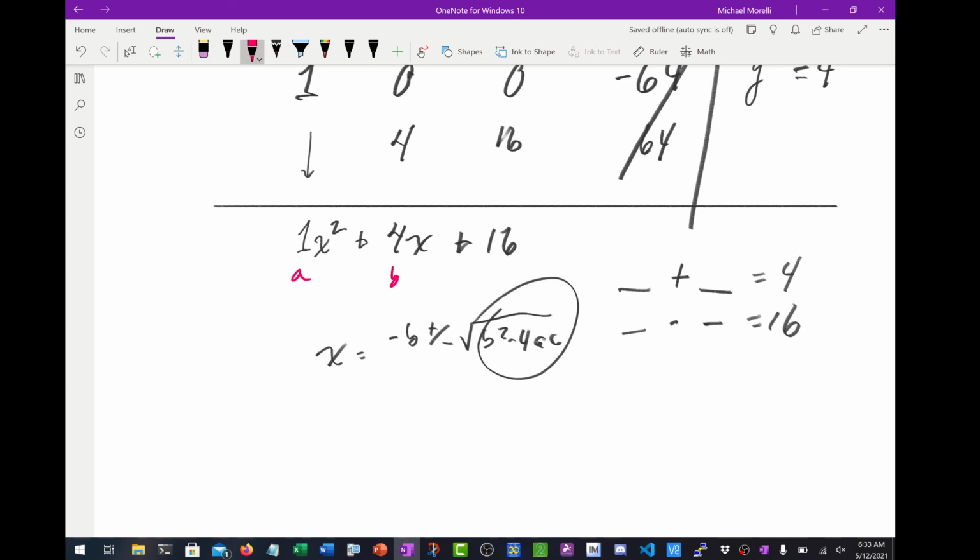So a is 1, b is 4, and c is 16. So we're just going to evaluate the discriminant. If the discriminant is less than 0, you're going to have complex solutions. So in other words, we can't factor it using integers because the solutions are not integers, they're complex. That would mean they're composed of real and imaginary parts. So let's plug in b squared minus 4ac and see what we get.